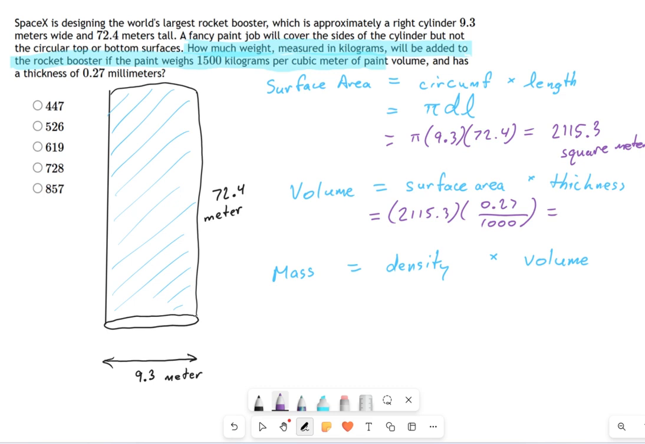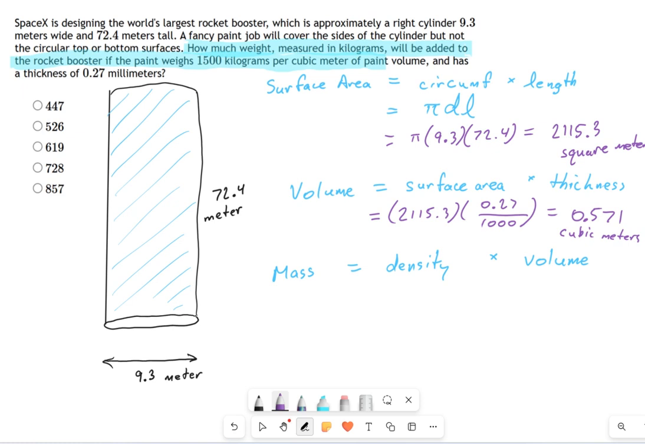I'm going to do 0.27, oops, I did 0.24, divided by my thousands, that's important, which gets me a volume of 0.571, not in square meters anymore, that's cubic meters, because I multiplied by another dimension, cubic meters.